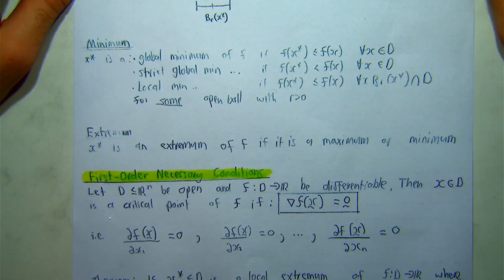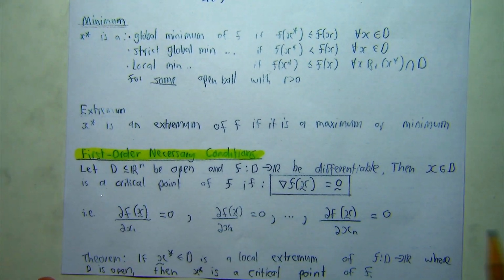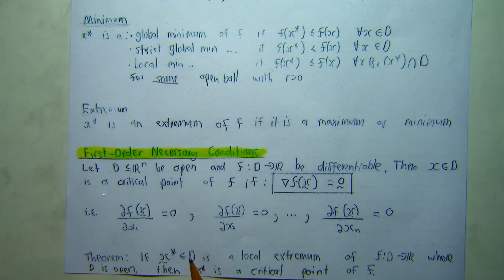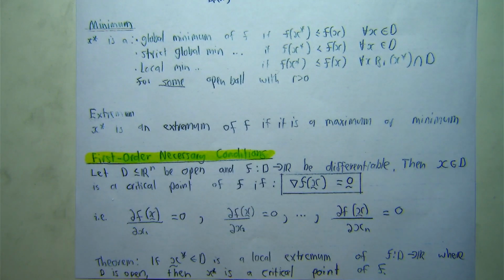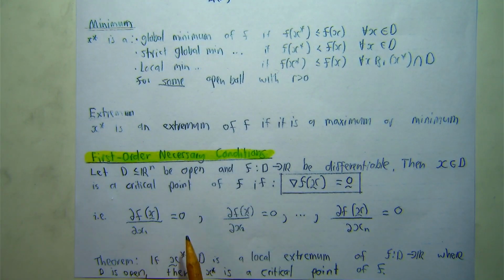Okay, so first order conditions. To find these points, we can look at the critical points that satisfy the first order conditions, and this is what they are. If our domain is open and f is differentiable, then x in the domain is a critical point of f if the gradient vector is equal to the zero vector, i.e. every partial derivative is set to 0.